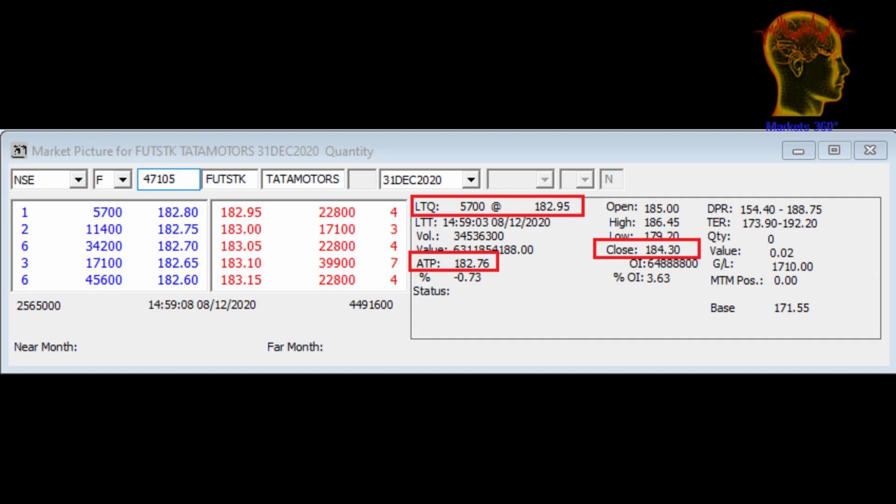So the condition was met. The ATP has now fallen below the previous close. Now we wait for the current market price, or the latest trade, to fall below the ATP, and we press shorts. As soon as this condition is met, which is what happened in the market, I pressed a short sell. Now see what happens next on your screen.